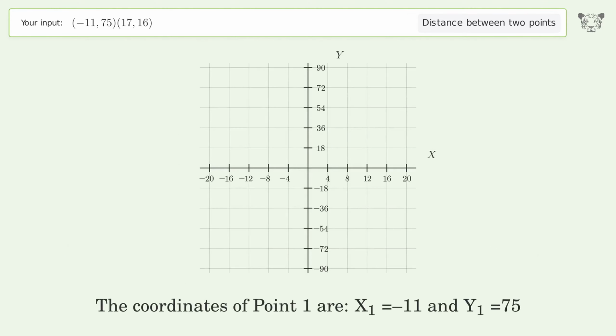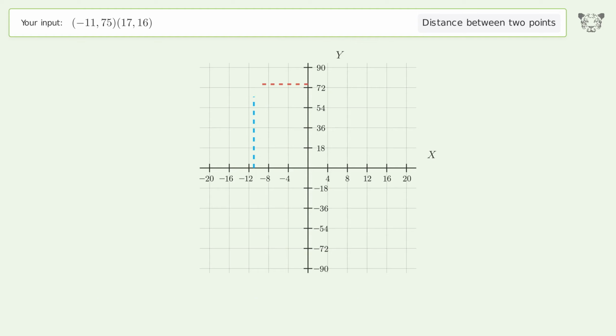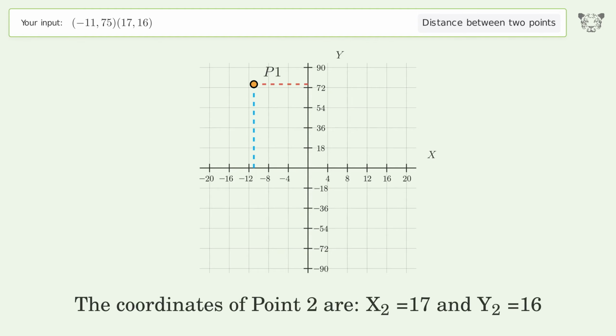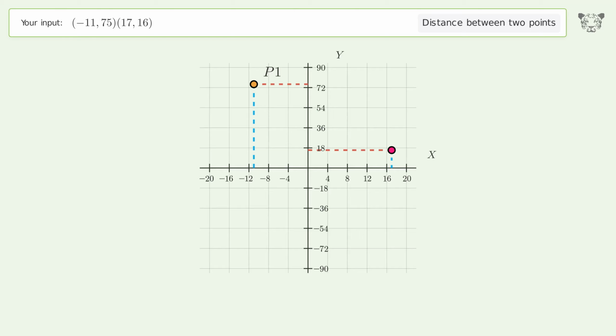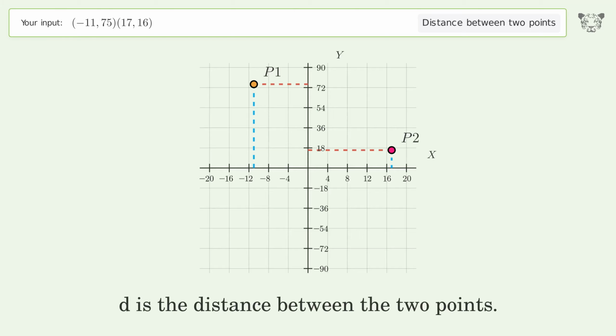The coordinates of point 1 are, x1 equals -11 and y1 equals 75. The coordinates of point 2 are, x2 equals 17 and y2 equals 16. D is the distance between the 2 points.